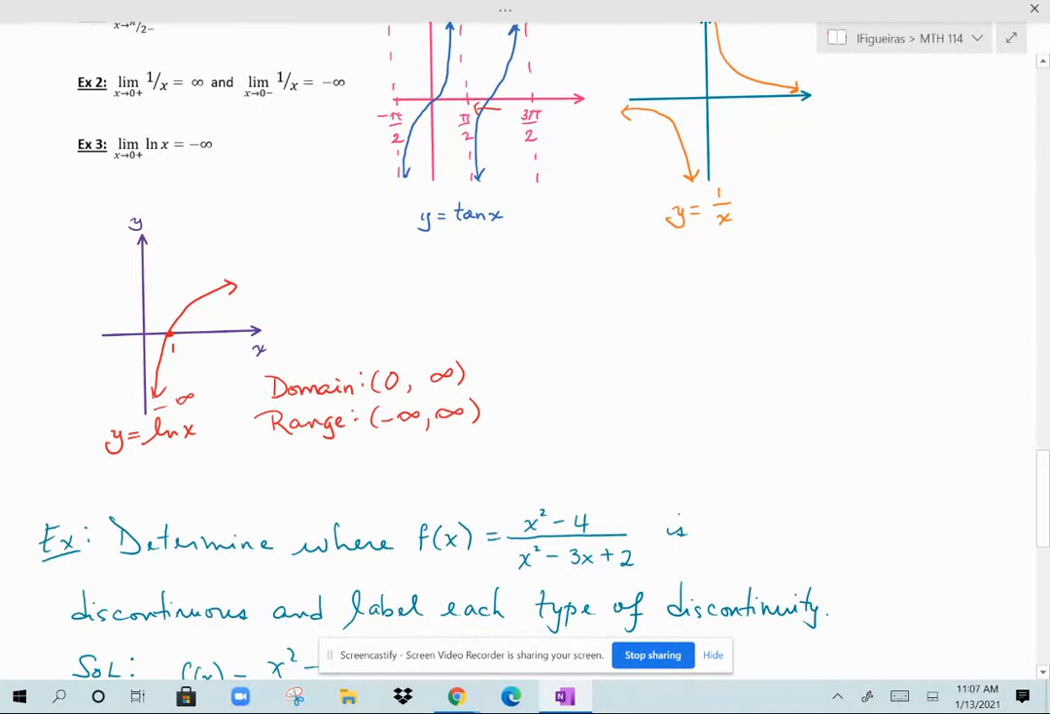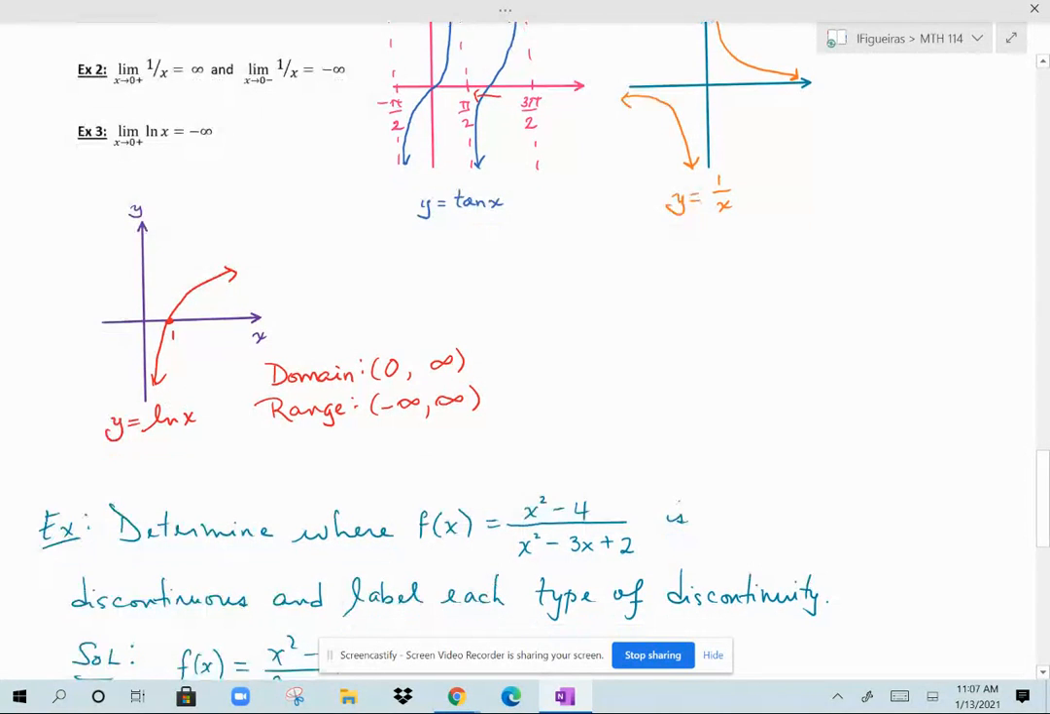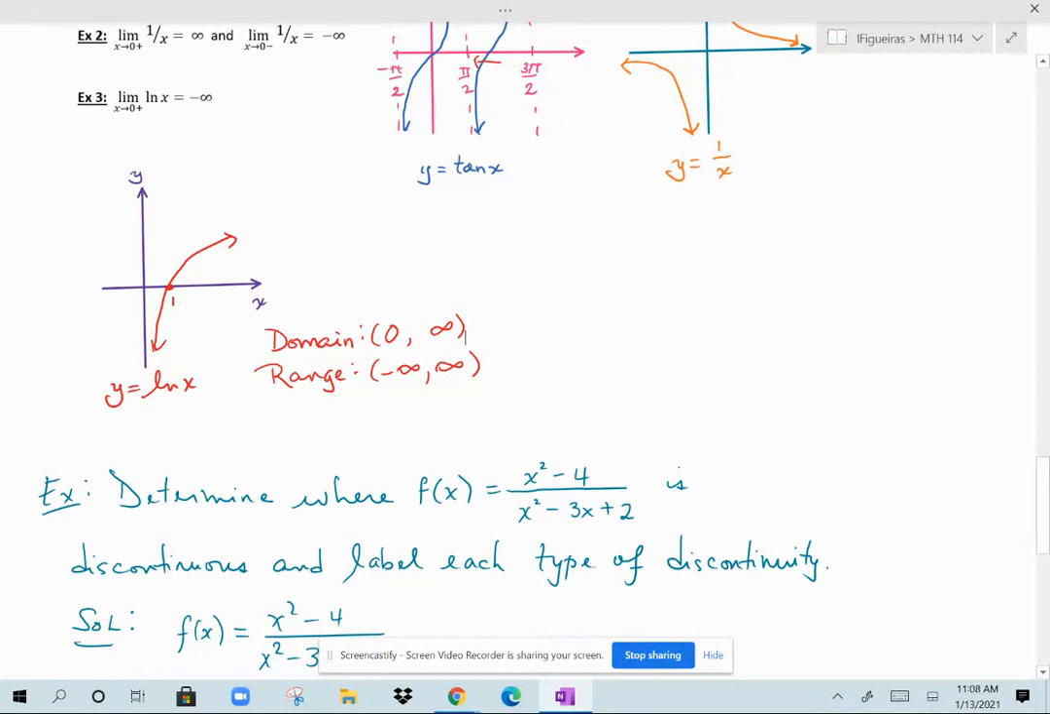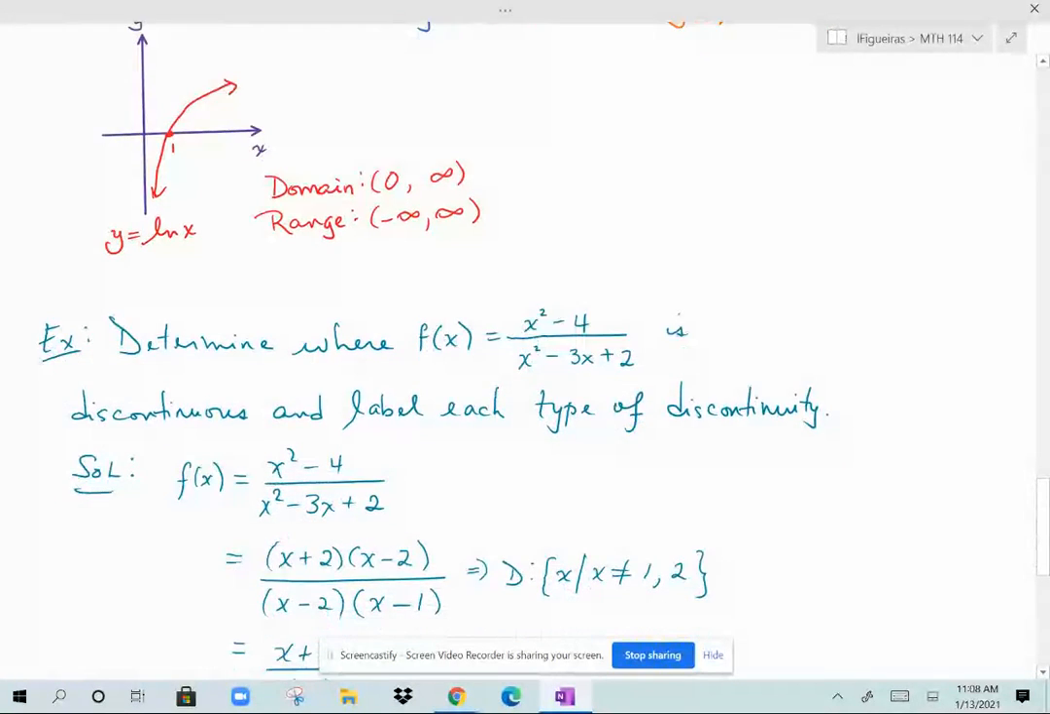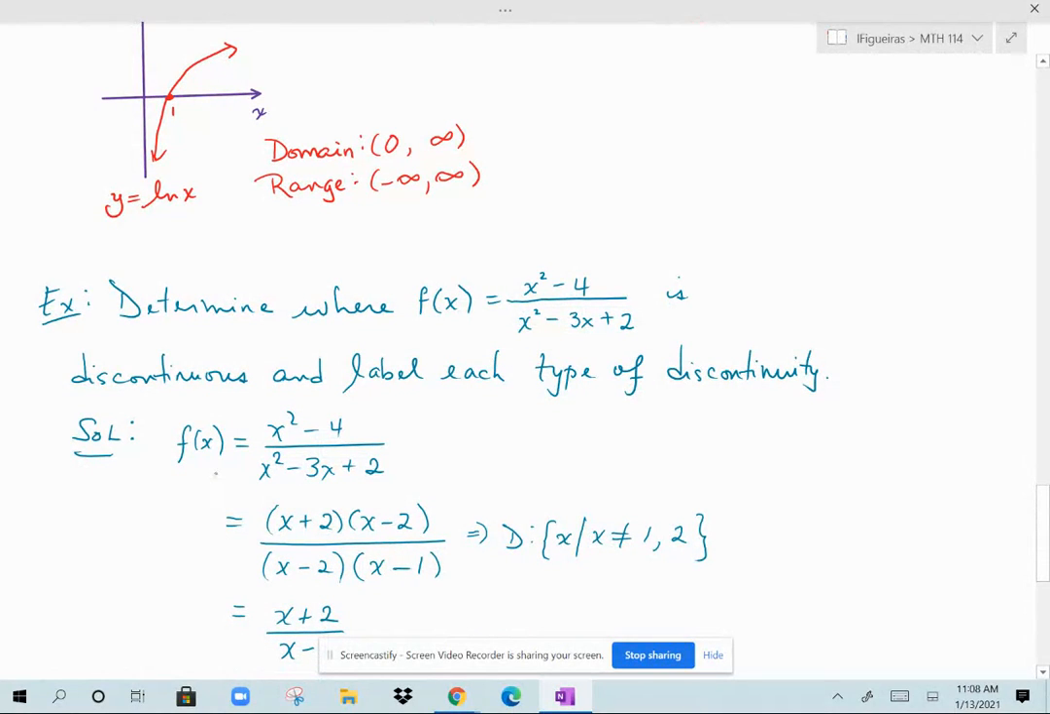So let's talk about how to identify discontinuities and label each one. Determine where this rational function f of x equal to x squared minus 4 over x squared minus 3x plus 2 is discontinuous and label each type of discontinuity. In order to do that, we definitely need to factor, and they're both factorable. Factor the numerator, it's the difference of perfect squares. Factor the denominator, and you get x minus 2, x minus 1.